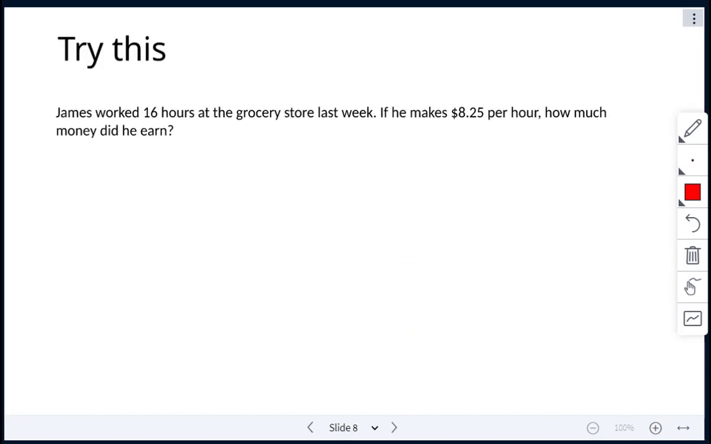All right, I'm going to give you guys this one to try. James worked 16 hours at the grocery store last week. If he makes $8.25 per hour, how much money did he earn?